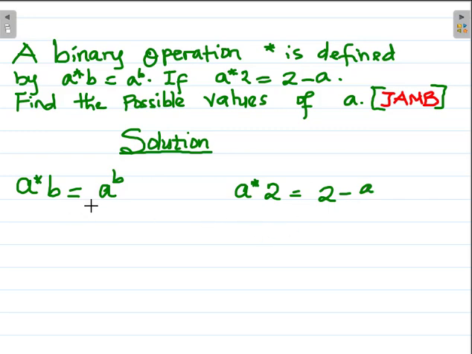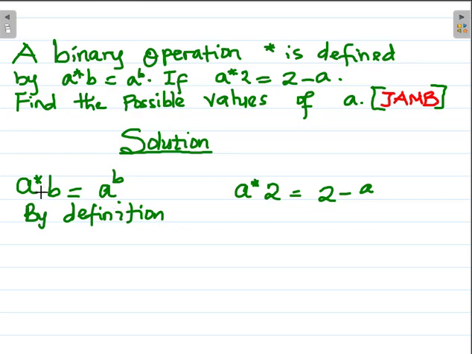But if we look at the definition of this binary operation, anytime I have any two inputs into this operation, it returns the first input raised to the second input. That is the rule for this binary operation. If you put any two things inside, it will take the first one and then raise it to the second one.